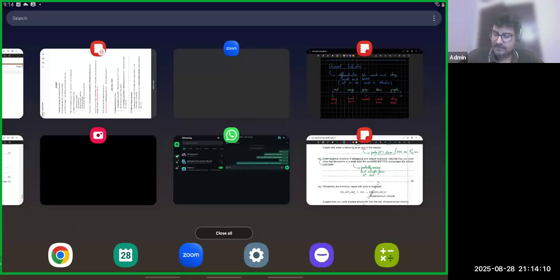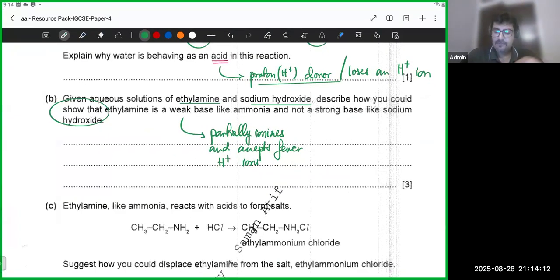So remember, this was an important point that a universal indicator helps you. So how would you show that it's a weak base? So first thing, you will add a universal indicator. It comes as paper and as solution. It's both, like litmus paper, litmus solution. So add, let's say, a few drops of universal indicator solution.